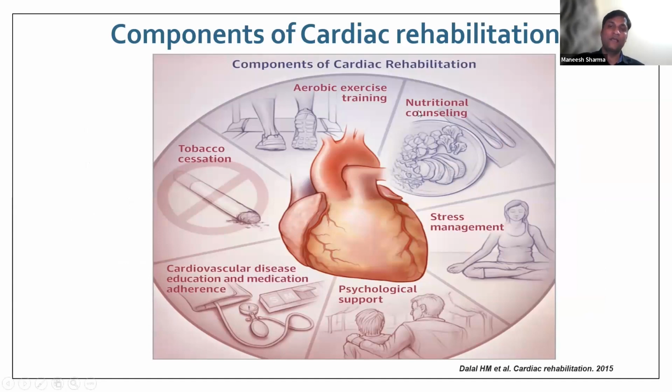Nutritional counseling is basically given by the dietitian. A robust nutritional plan, a diet plan, is prepared for the patient, and close supervision is also maintained by the dietitian for the diet plan of the patient. Stress management: the counselor normally holds sessions for the patient for stress management. Then psychological support is given by, of course, the counselor and occupational therapist. Then cardiovascular disease education and medication adherence is given by the cardiovascular nurse, and tobacco sessions are taken again by the psychologist and the counselor. And altogether, all these components are taken care of by the cardiac rehabilitation team.